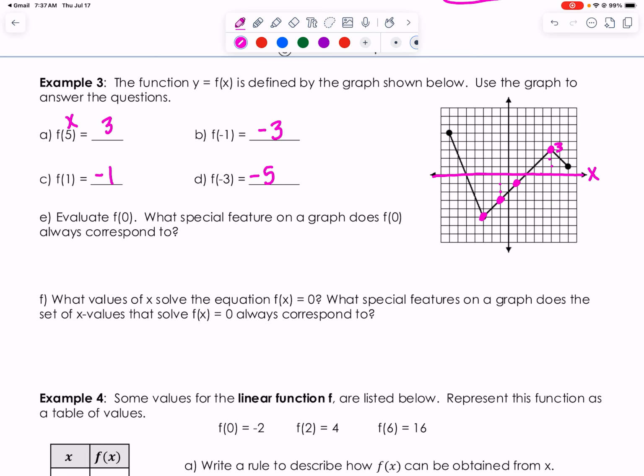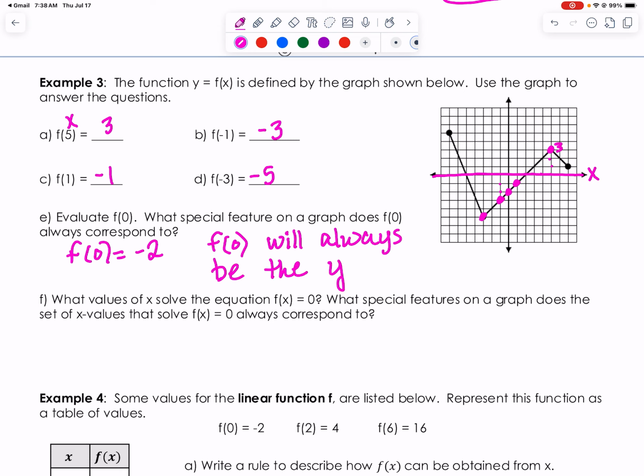In problem E, it asks us to evaluate f of 0. So f of 0 would be right here. So f of 0 in this problem would be negative 2. Now, when our input value is 0, that means our output has to fall on the y-axis. So f of 0, no matter what the function is, will always be the y-intercept.